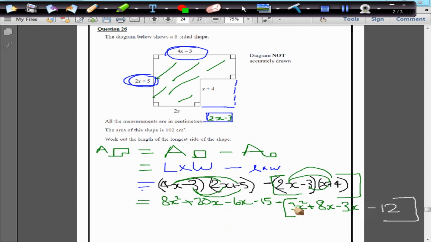Now we need to multiply. We apply the minus to everything in here because it's minus this area, so a minus 1 here really. Let's see what we get in the next line. Let's copy this down here. We have 8x squared plus 20x minus 6x, which is plus 14x. So what was the area equal to in the beginning of the question? It was equal to 102. Here it is, 102.